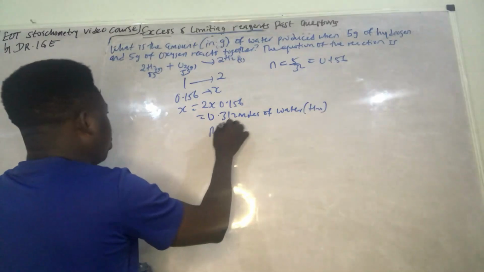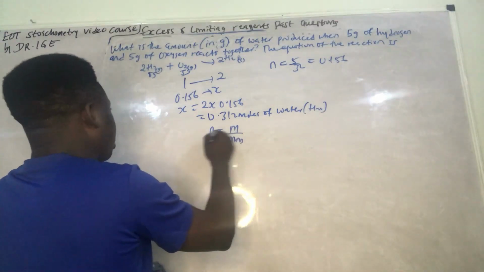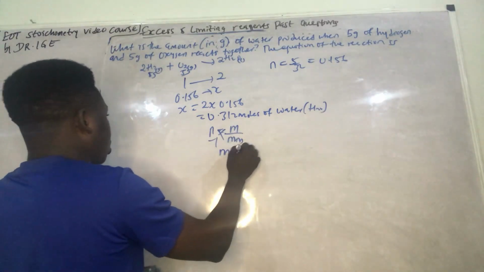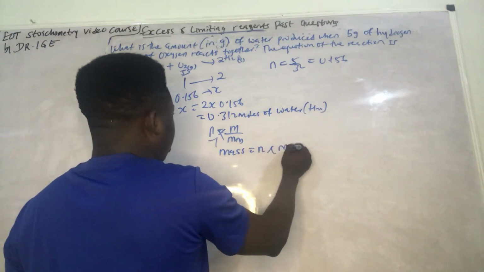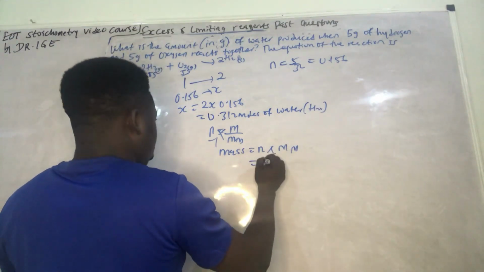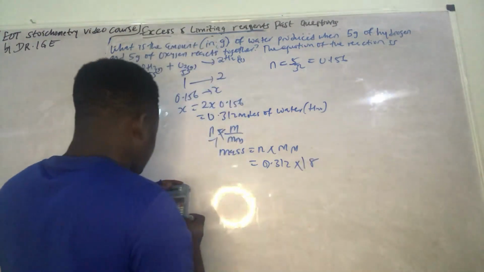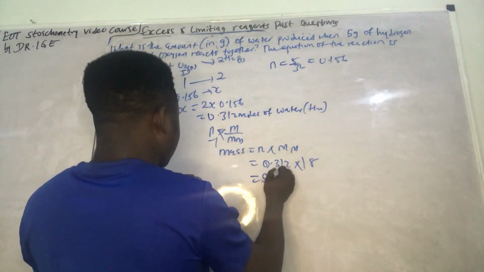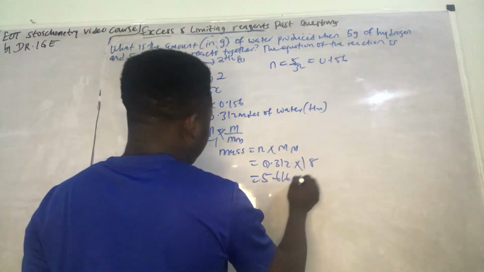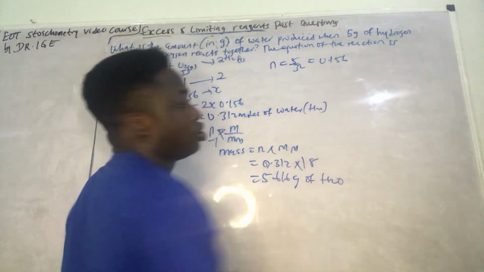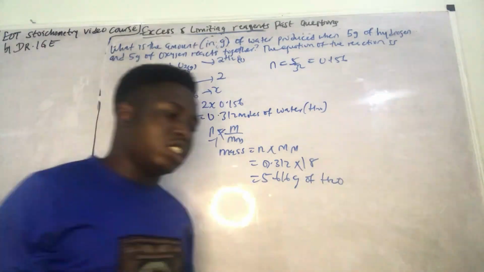Right? Remember that number of moles equals what? Mass over molar mass. So it means mass is equal to number of moles times molar mass. Number of moles here is 0.312. The molar mass of water, you can calculate it. So that's 5.616 gram of H2O. So you see, that is just how it is.